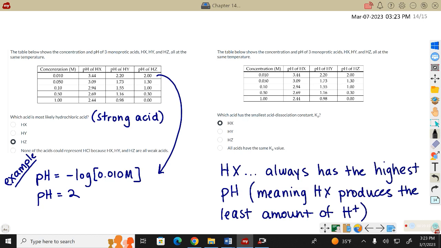Now when they ask in the second question which acid had the smallest dissociation constant, I'm looking for the one that's got the highest pH. You could look at any concentration. HX always has the highest pH, which means that it produced the least amount of hydrogen. That must have been my weakest acid.